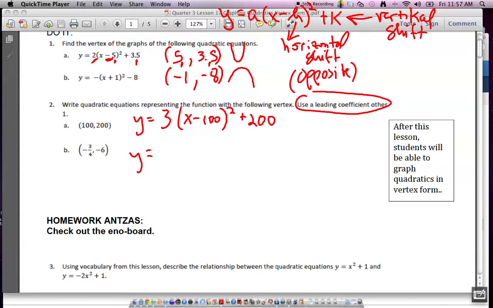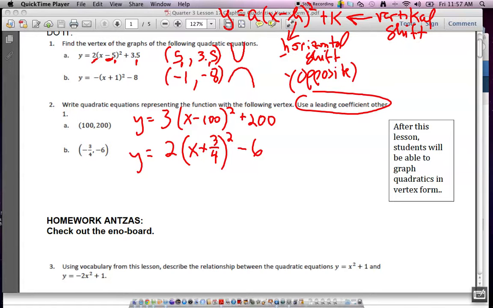Next one. Y equals. Somebody else help me out here. Andre's helping me. Wyatt's helped me. I want somebody who hasn't yet. Lily? 2 (x minus 3/4) squared plus 6. Yep. I see you're reversing the 6. Remember, listen. The horizontal is the opposite. The vertical is not. So you're reversing the other way around. You don't want to do that.